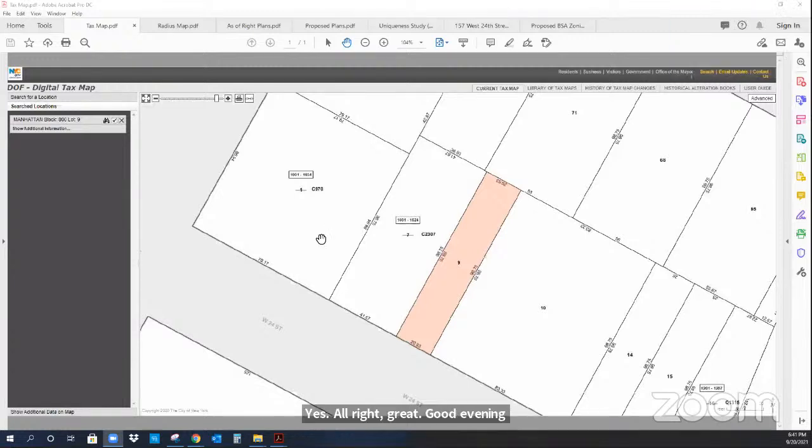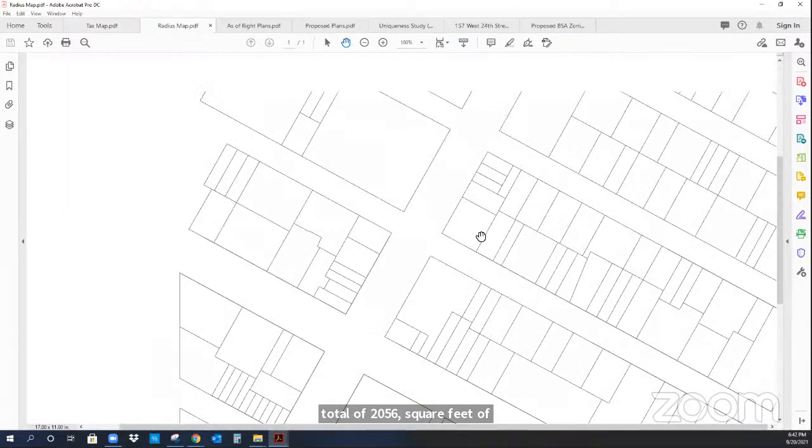Ron Rosati, part of the development team for 157 West 24th Street, along with the owner, Mr. Jin Sup An, Sonny Choi, Michael Appel, James Chin, land use consultants, here to discuss this variance for residential use in an M16 zone. As you can see, I'm showing the tax map here. This is the site, West 24th Street, between 6th and 7th Avenues. It has 20.83 feet of frontage on West 24th Street, 98.75 feet in depth, for a total of 2,056 square feet of lot area. Show you the radius map.